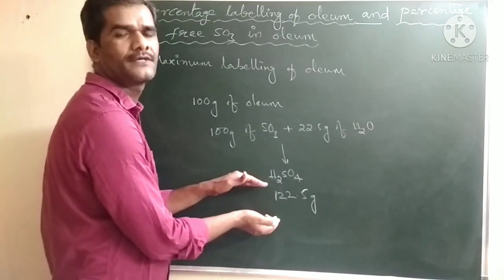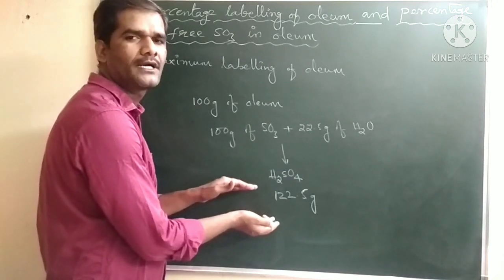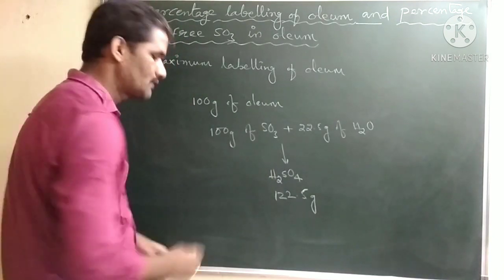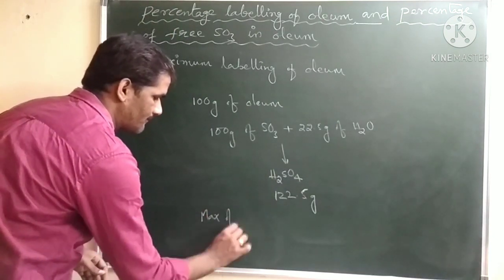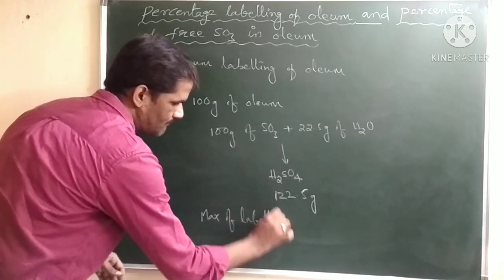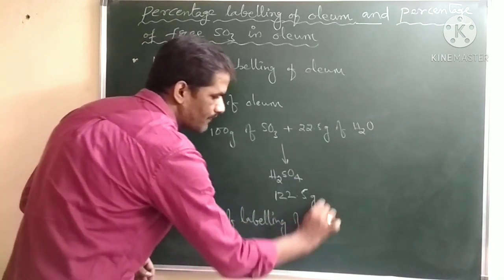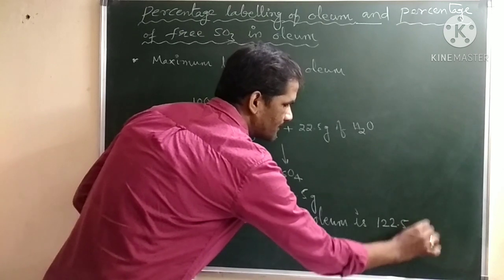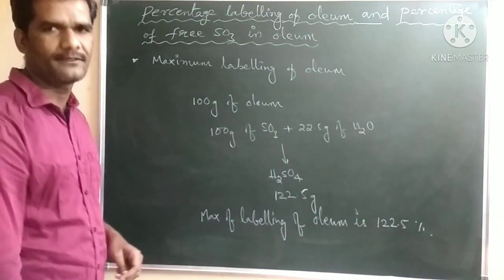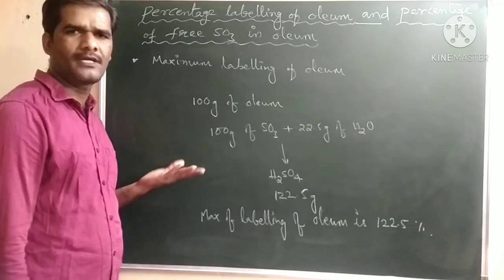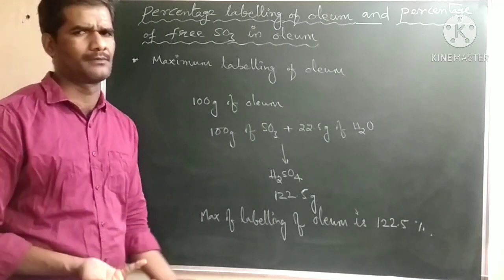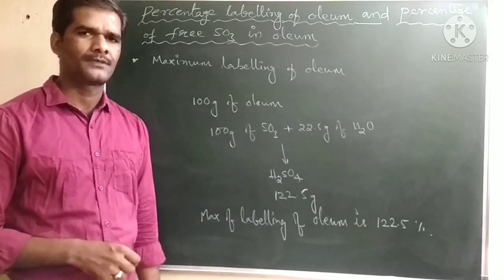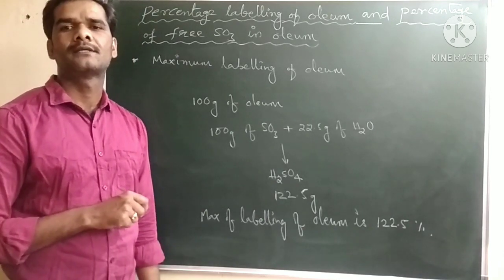The total amount of H2SO4 obtained after dilution. So after addition of water, how much are we getting? 122.5. So the maximum labeling of oleum is 122.5%. This point we should remember. In 100 grams of oleum, we cannot take more than 100 grams of SO3. That is the maximum limit. So the maximum labeling is 122.5%.